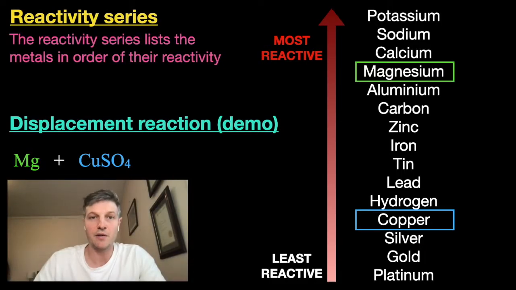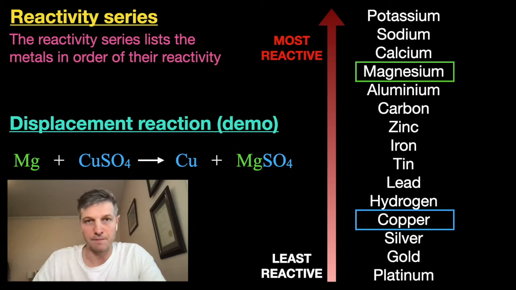So from the reaction that we saw, we can determine that a displacement reaction occurred. So we can say that the products were copper and magnesium sulfate. As you can see, essentially all I've done in this equation is switch the copper and the magnesium around.